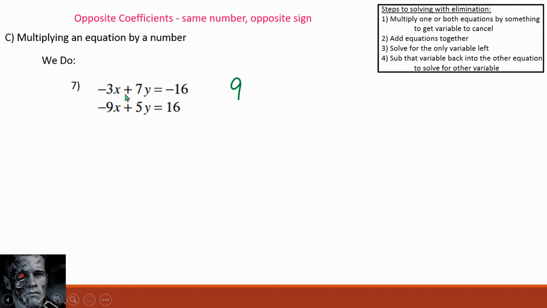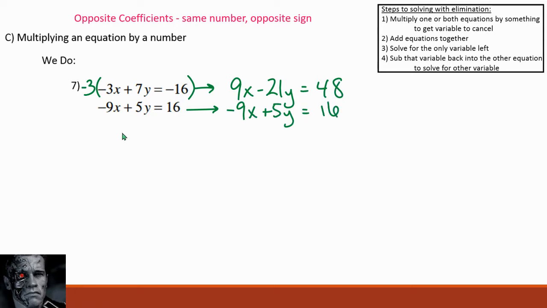So I notice none of my variables have opposite coefficients, not even opposite signs. They are either both negative or both positive. So I'm going to focus on the x's because if I were to multiply the top equation by negative 3, notice what happens. I multiply everything by negative 3, I get 9x minus 21 equals 48. Don't forget to multiply everything by whatever it is. Notice I slid the second equation over, and now I do have opposite coefficients.